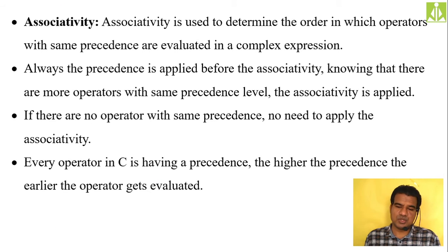Associativity is used to determine the order in which operators with the same precedence are evaluated in a complex expression. First, we have more than one operator in a complex expression, and we don't have any idea how to evaluate it. To get that idea, we apply the precedence rule, because the precedence rule will tell which operator needs to be evaluated first and which next. As you might have seen in the precedence table, at a single level we have more than one operator, isn't it?